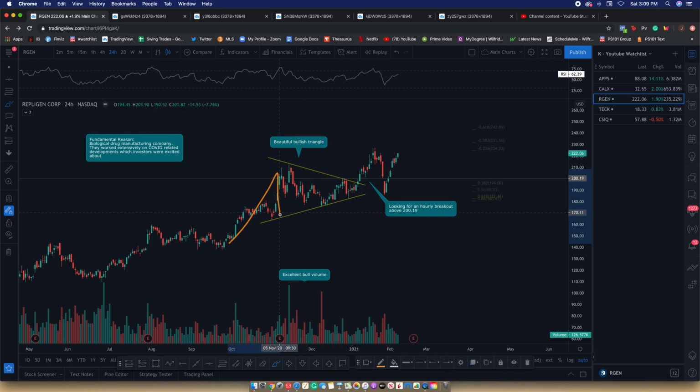We have a strong impulse wave, even a pennant. I don't know. There's so much technical jargon these days, it's hard to distinguish them from one another, but bullish triangle overall, we can pair that with a fundamental reason, working in a crisis sector, I guess you could call it, with high bull volume. That's a win to me. So what am I looking for? I'm looking for the hourly break of the last pivot in sequence, which is just above a psychological level, 200.19, which is even better. I love when we see those psychological breakouts.